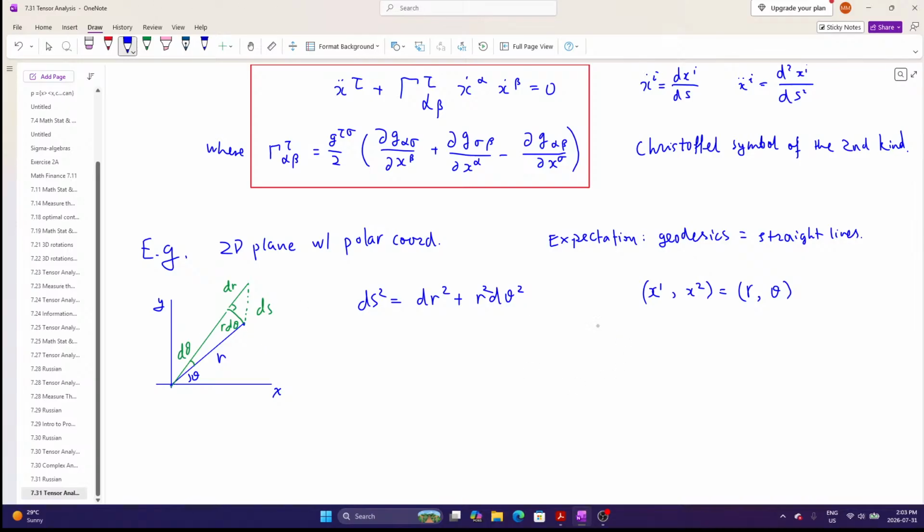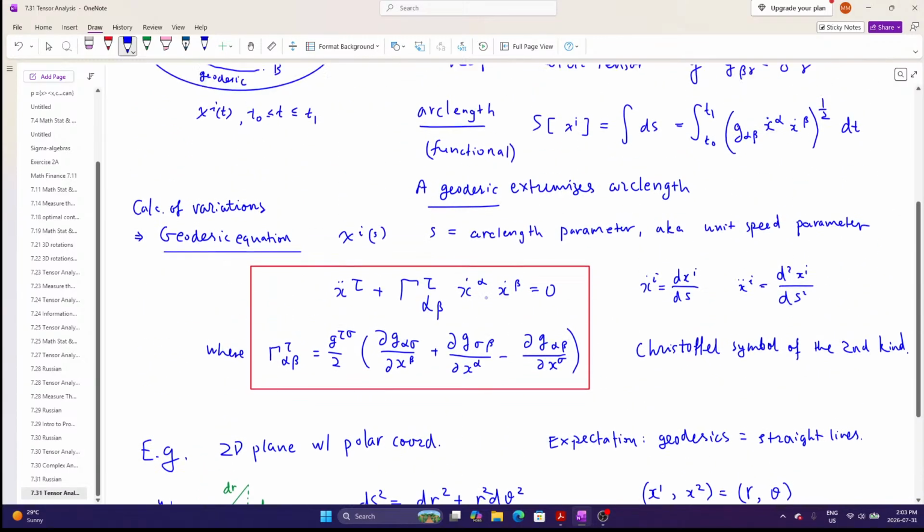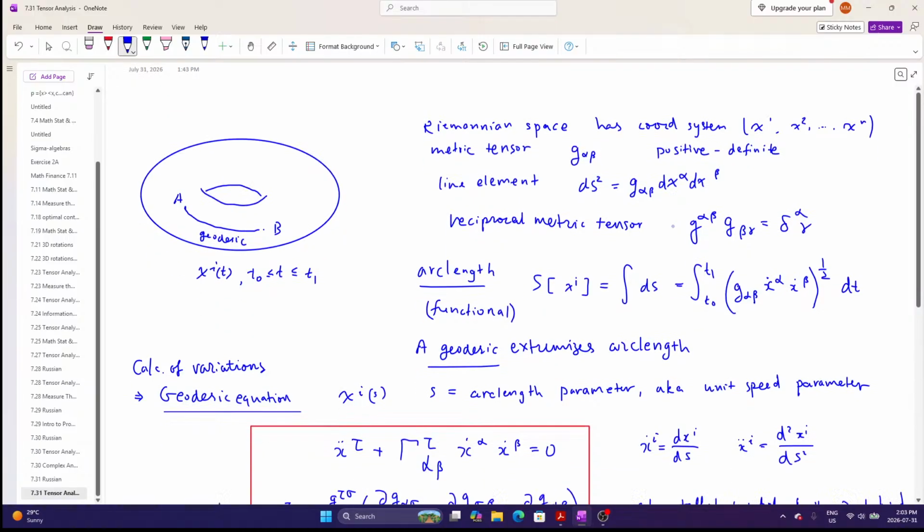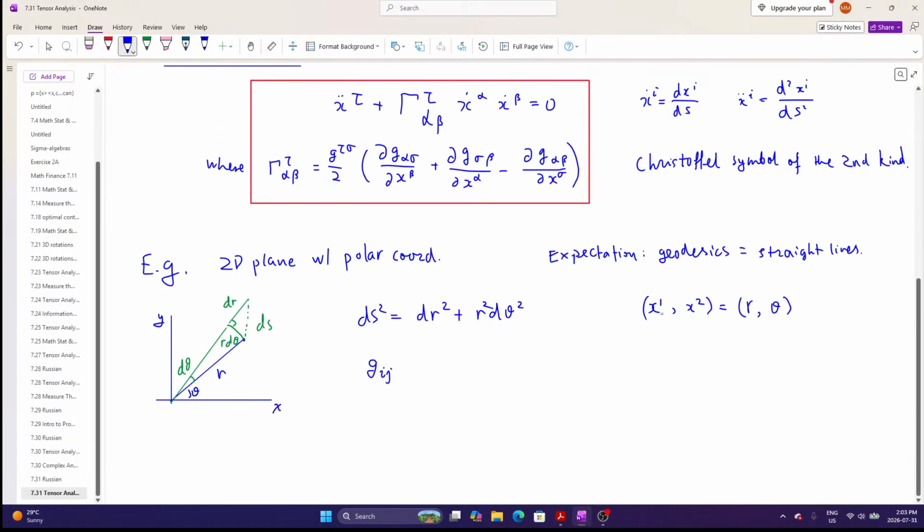Anyway, here we have our line element, and from that we can write down our metric tensor. So what would be Gij? Looking at the formula, x1 and x2 are r and theta, so Gij would be the 2x2 matrix 1, 0, 0, r squared. That's the metric tensor. You can read it immediately from the quadratic form of the line element.